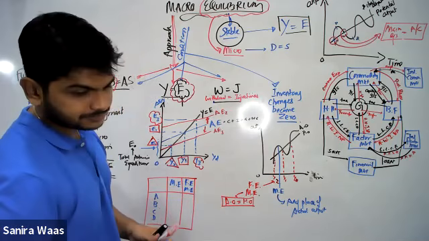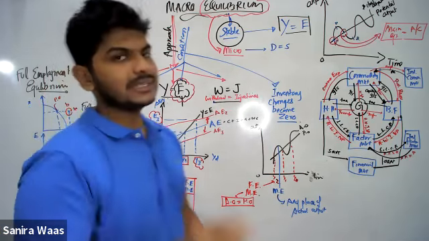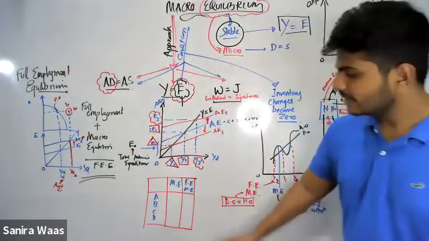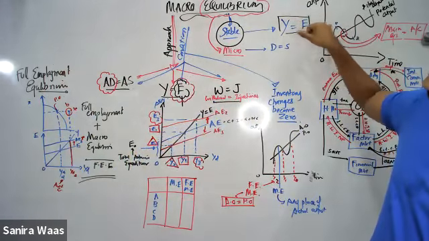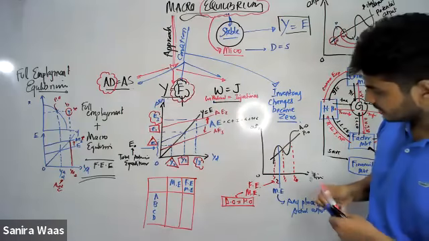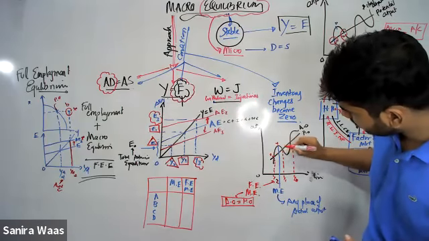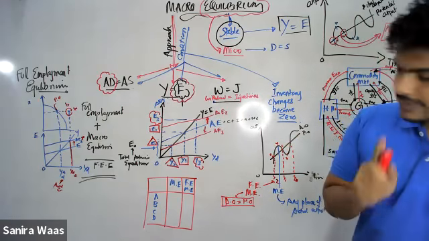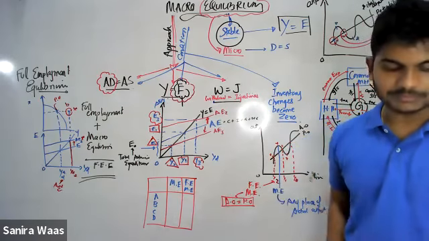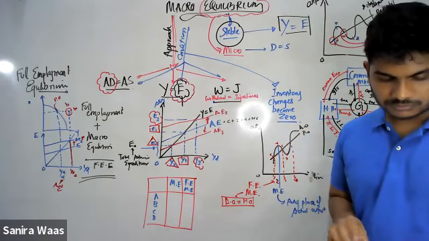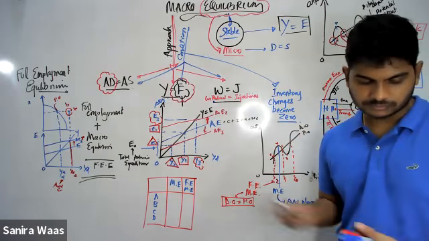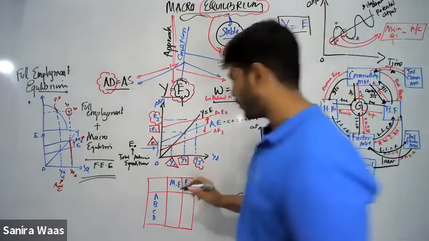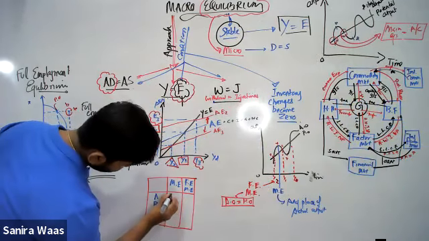Now tell me, is A a macroeconomic equilibrium? Yes or no? Is point A on this graph, or point A, point B, point C and point D, a macroeconomic equilibrium? Yes or no? Yes. Right? So point A is a macroeconomic equilibrium.